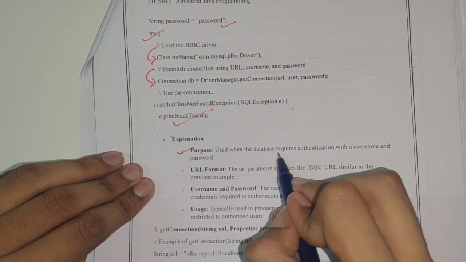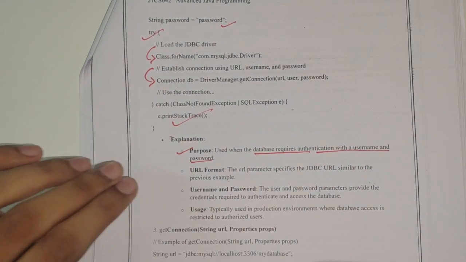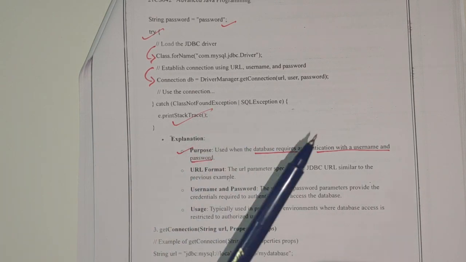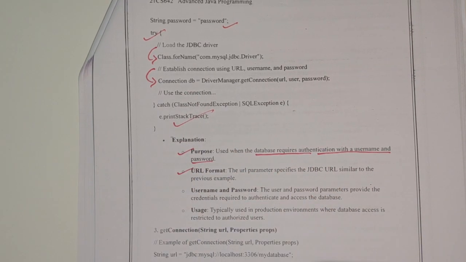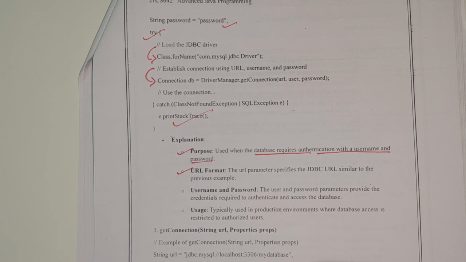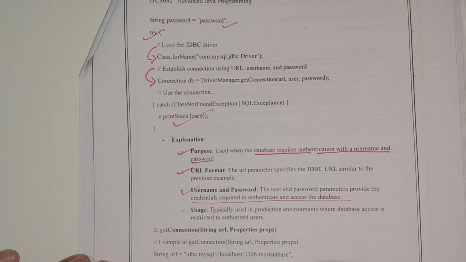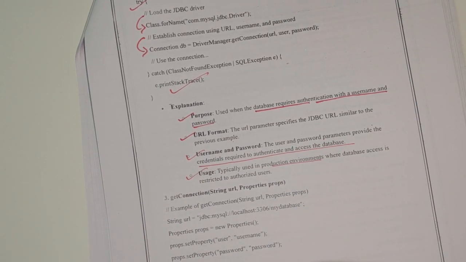Explanation: it is used when the database requires authentication with the username and password. Because we have already seen here we are passing the username and the password. That's why whenever you need authentication, we use this method. What is the URL format? Same URL format as discussed before. In the URL format, you are mentioning the JDBC name, the driver name, everything. Next is username and password. The credentials have to be given to access the database, and usage, same thing, it is used in production environments.